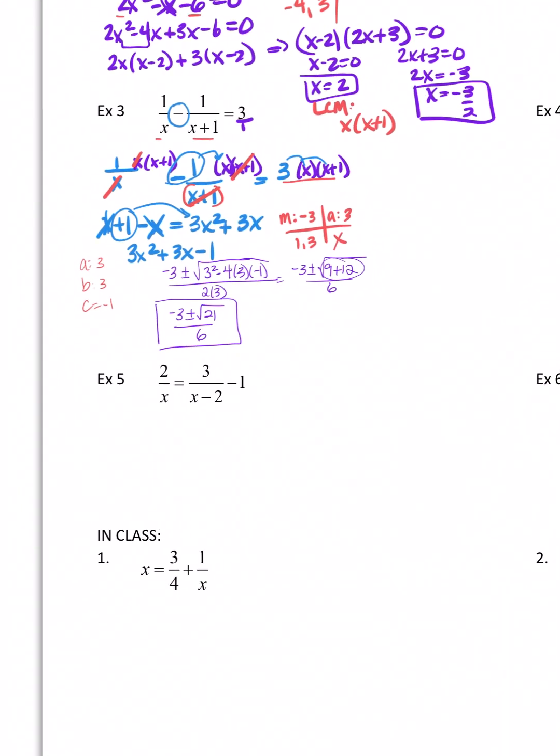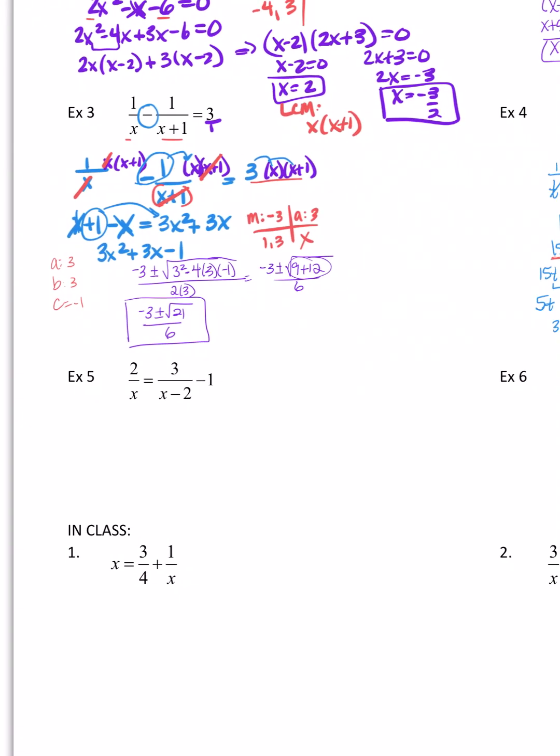Look at number 5. All right, what is my least common multiple going to be here? All right, that 1's over 1. What's the term that all of them can go into? Well, it'd have to be x times x minus 2. So that guy. So let's multiply through by our least common multiple.